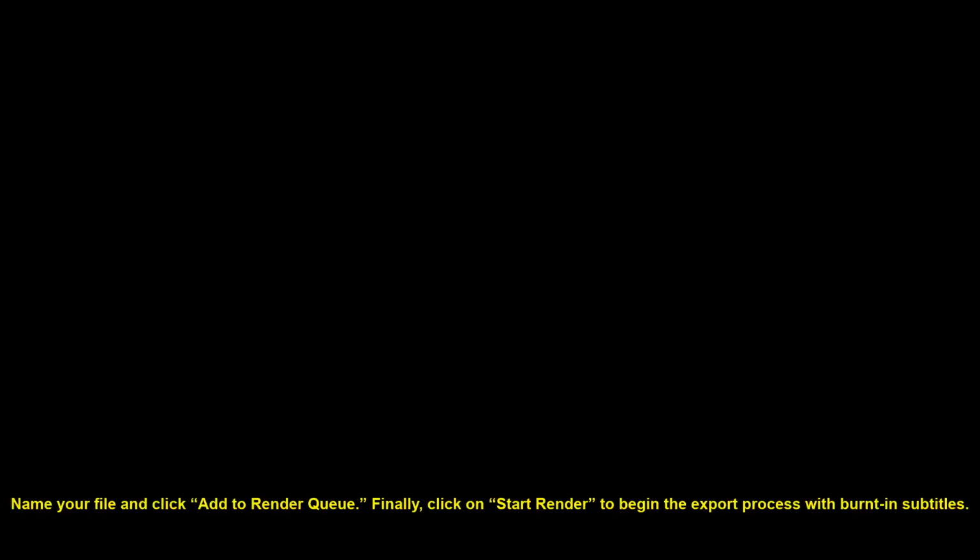Choose a destination for the file by clicking on Browse in the bottom section. Name your file and click Add to Render Queue. Finally, click on Start Render to begin the export process with burnt-in subtitles. Wait for the rendering process to complete. Once finished, navigate to your chosen destination to find your video with burnt-in subtitles.